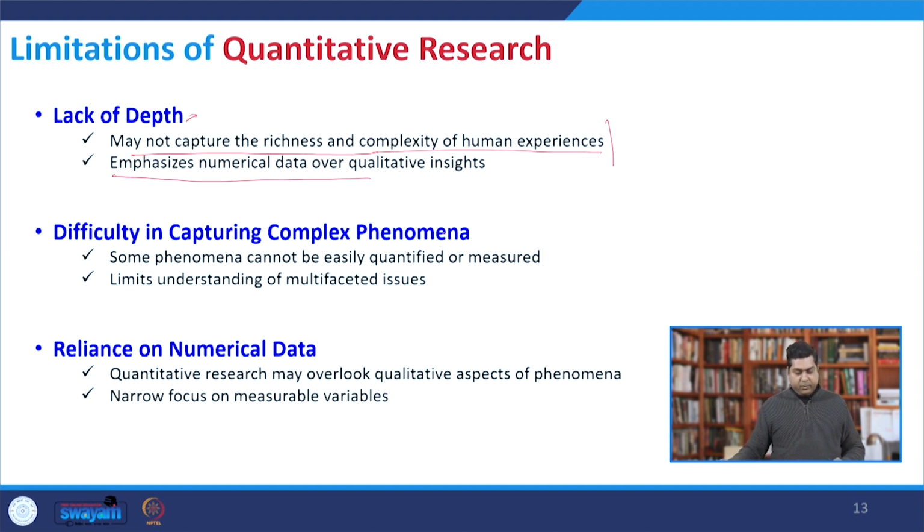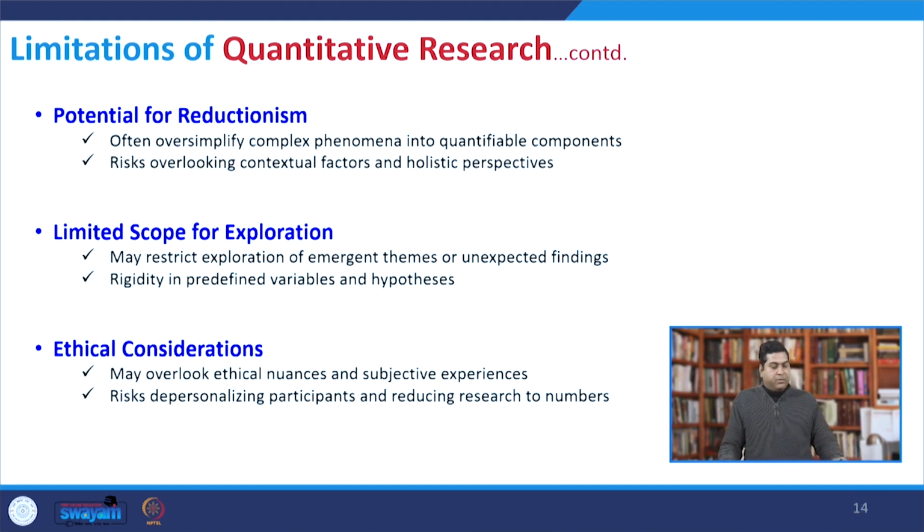Difficulty in capturing complex phenomena: some phenomena cannot be easily quantified or measured. It limits the understanding of multi-faceted issues. Reliance on numerical data: quantitative research may overlook the qualitative aspects of phenomena. The narrow focus is only on what is measurable. Potential for reductionism: it often oversimplifies complex phenomena into quantifiable components, which may not be the right case. Risk of overlooking contextual factors and holistic perspective.